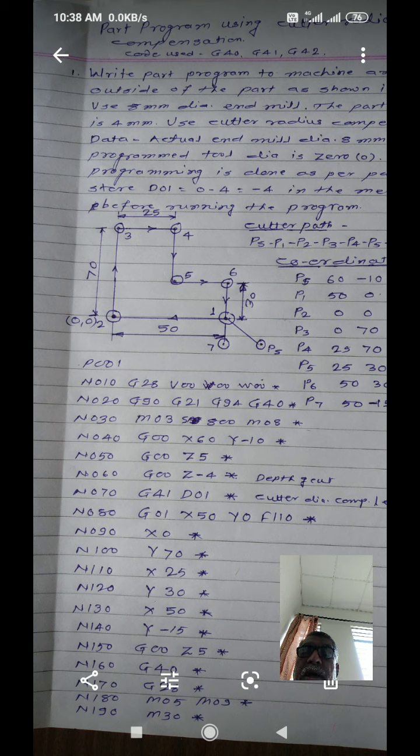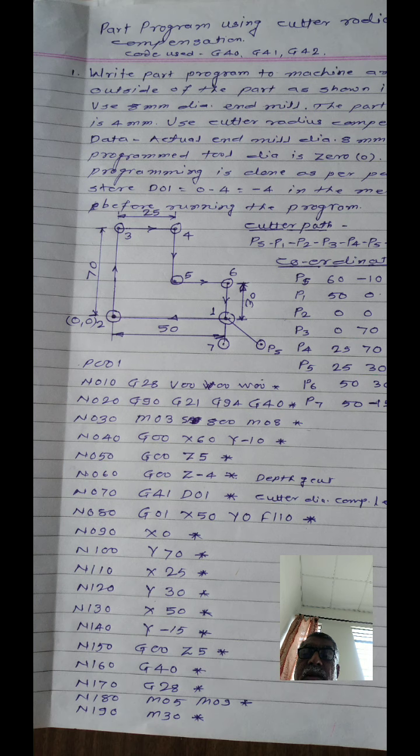Means your tool path is automatically shifted by the offset value if you use any diameter of cutter. Here a 4 mm diameter cutter, an 8 mm diameter cutter is used. If you use a 10 mm diameter cutter, it will be automatically shifted by the offset value. Is it clear? Then you have to write the part program as usual.